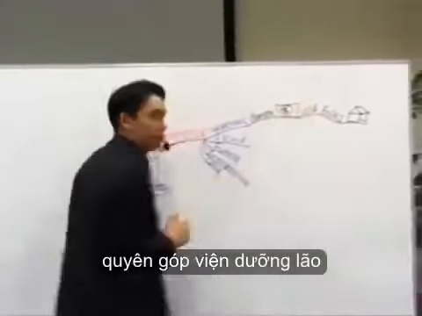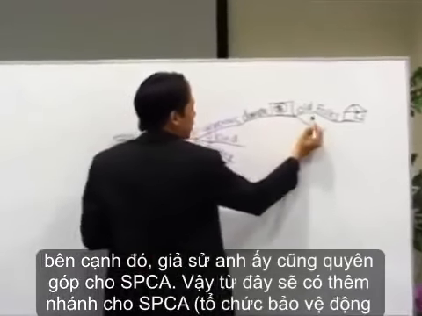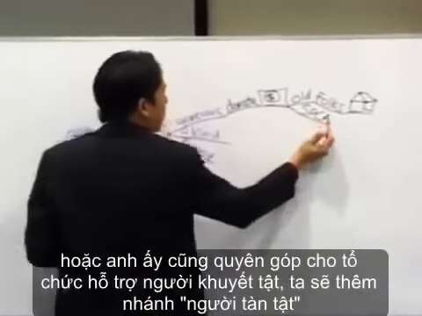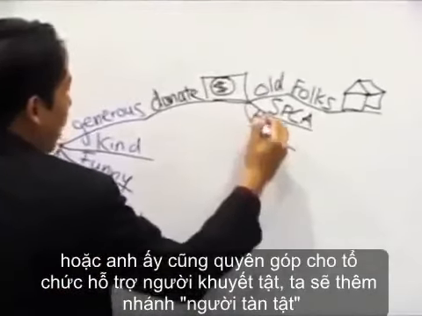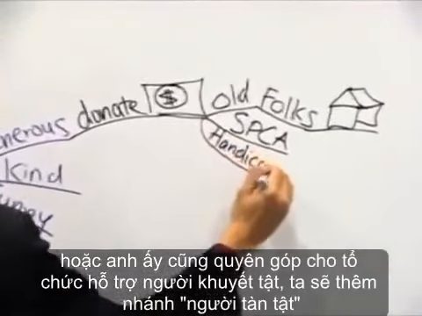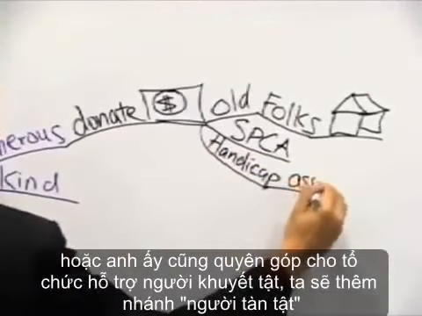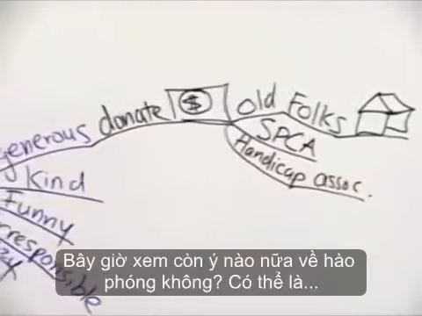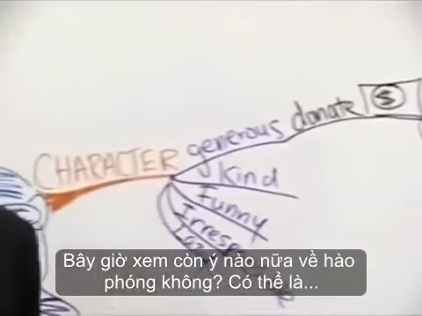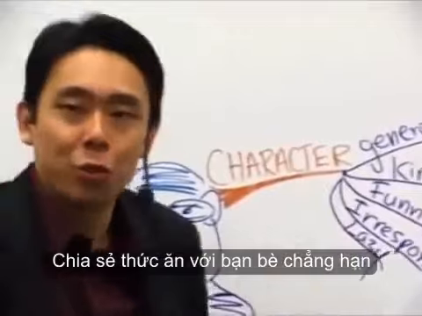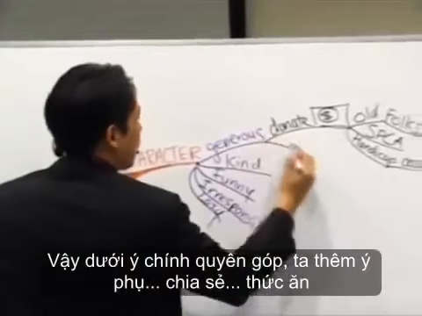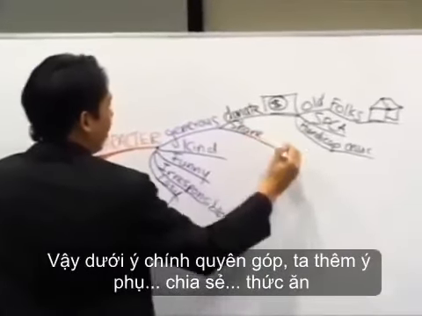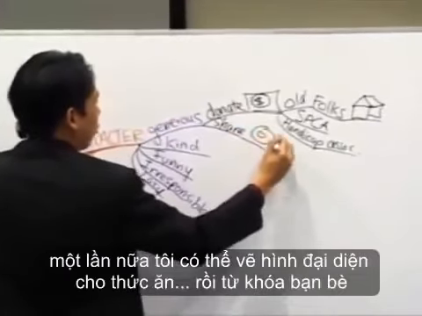Now, besides donating money to the old folks' home, let's say he also donates to the SPCA. So from here, can we also branch out SPCA? Yeah. Let's say he donates to the Handicap Association. So from here, we can branch out Handicap Association. Alright? Now, let's look at why else is he generous? Maybe he likes to share his food with his friends, for example. Okay, so under generous, you can put on the next main point, which is share food. Again, I could draw something to represent food.